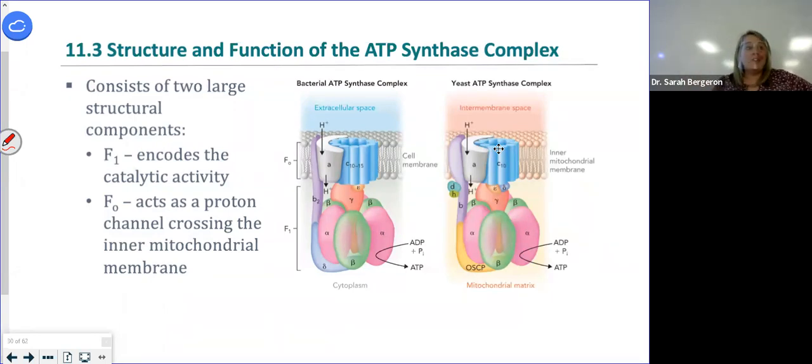Because we're going to harvest the energy that's in that difference in protons. So the protons have to come through the ATP synthase complex. That is in the F0. Once they come through, it's going to induce a conformational change in the matrix portion of the molecule, and it's going to basically turn the rotor, and you're going to generate ATP. So the catalytic part is basically in the matrix, and the channel is in the membrane.